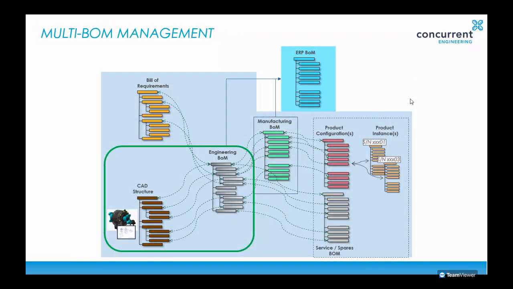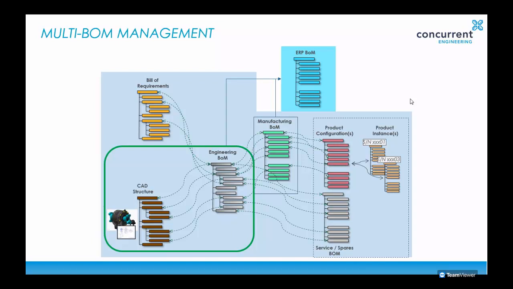And this goes even a step further. So your engineering bill of materials is just the start. Your CAD structure can define that. You can add additional pieces of information to it. But then where does it go from there? So this is the first stepping stone before starting to look at different variants of it, such as your manufacturing bill of materials or various different product configurations and instances.